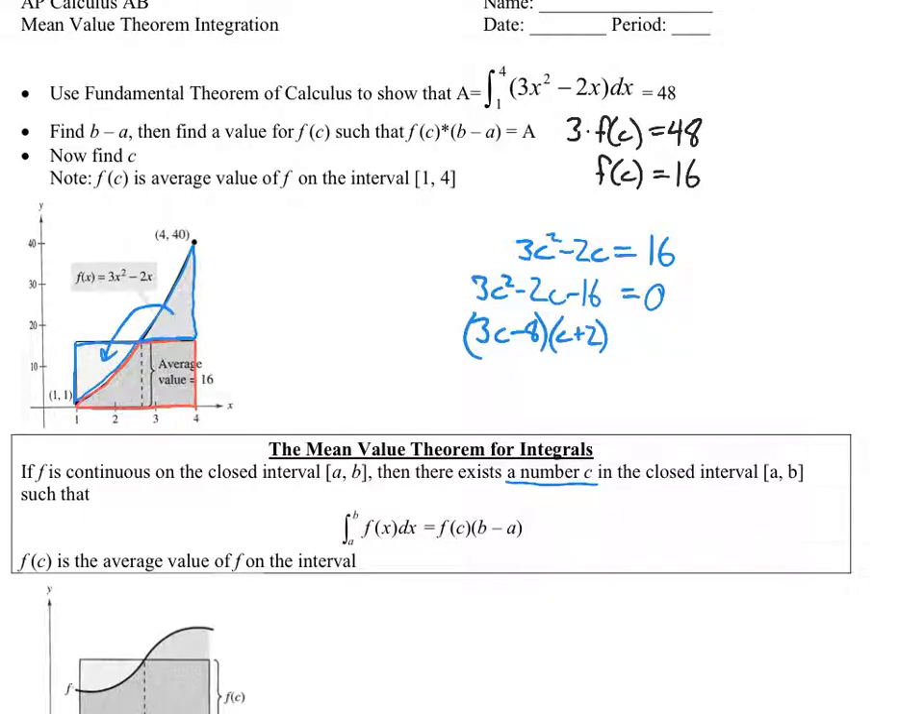So, notice it has to be in the interval. So we get two answers here. C is 8/3, which is 2 2/3, or -2. Well, -2 is not between 1 and 4. So C is just going to be 2 2/3. Okay? So that's the value of x that will give us the average value of the function over that interval.